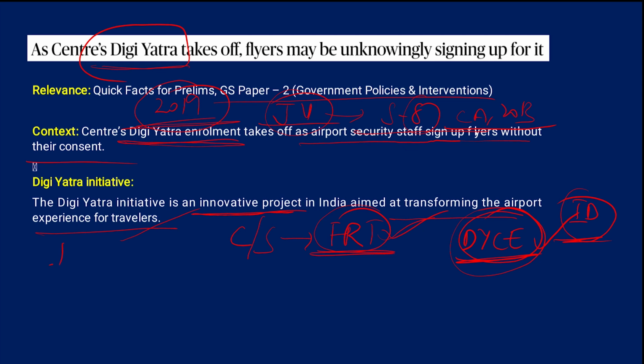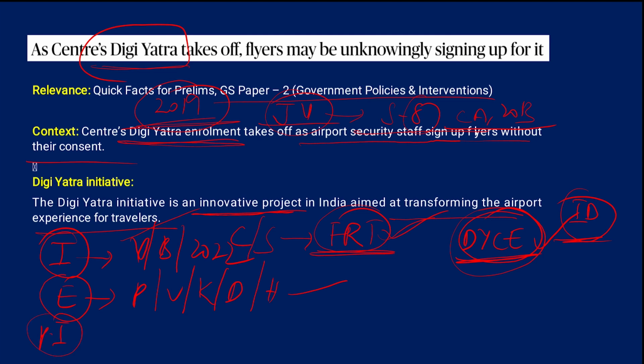If you look at the implementation part of this particular Digi Yatra, the initial rollout was started in Varanasi and Bangalore in the year 2022, and the expansion of this Digi Yatra has been planned to the cities of Pune, Vijayawada, Kolkata, Delhi, Hyderabad, coming March. After exercising this in these particular cities, phase-wise implementation has to happen, and the Airports Authority of India will identify airports for phased implementation of Digi Yatra. It is the AAI which has to identify that.